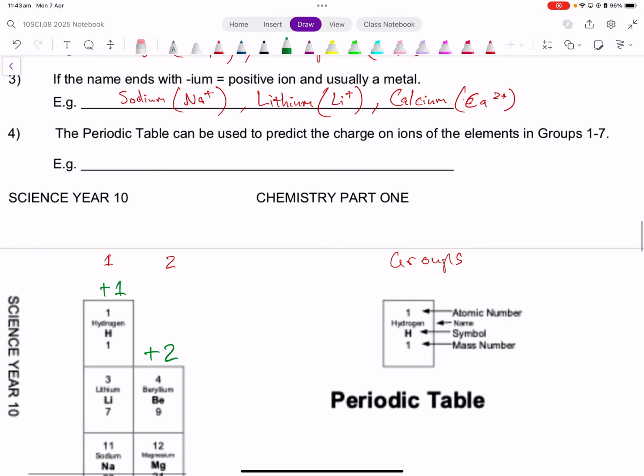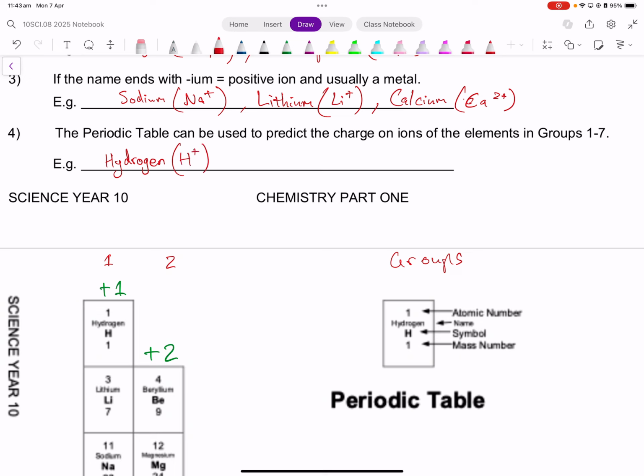So, the periodic table can be used to predict the charge of the ions in groups 1 to 7. Can you give me 3 elements that you could look at on the periodic table now and tell me what their charge is going to be? Let's go 1 from group 1, 1 from group 2, 1 from group 7. Okay, group 1, give me an element. Hydrogen, okay, and the charge on hydrogen is going to be? Great. 1 what? Good. Okay, so H plus.